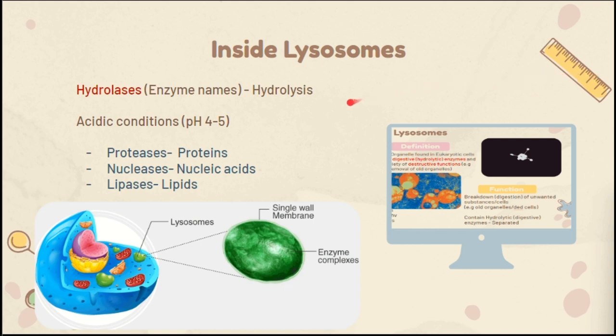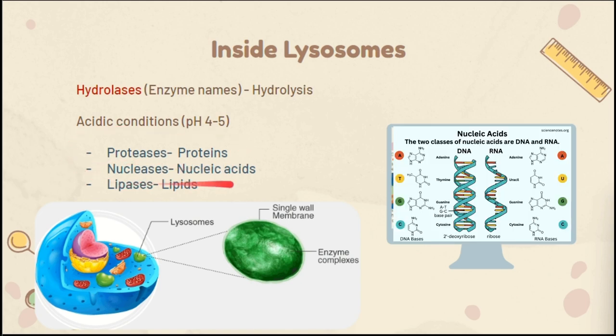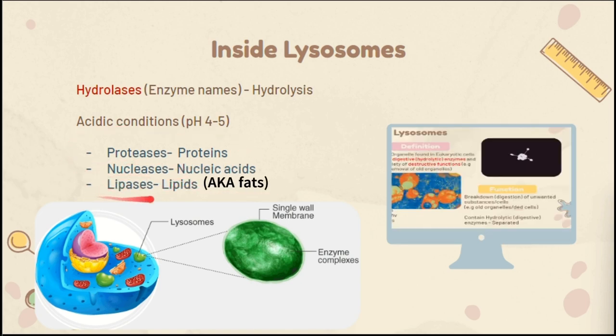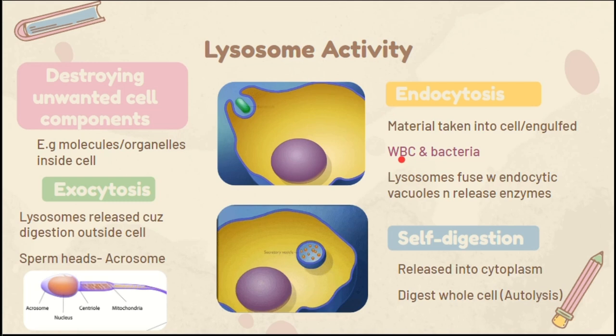A few of the enzymes contained in the lysosomes are listed here. Proteases break down proteins, nucleases break down nucleic acids, and lipases break down lipids. All the contents are enclosed in a single membrane. Lysosome activity usually falls under four categories: destroying unwanted cell components, again with their hydrolysis enzymes, or even self-digestion, which is used to digest whole cells. All the lysosomes gotta do is release their content into the cell and khalas, fresh new Michael Bay movie.